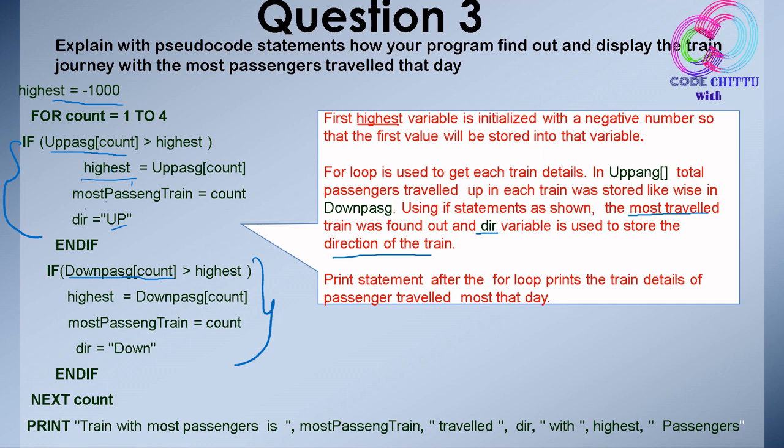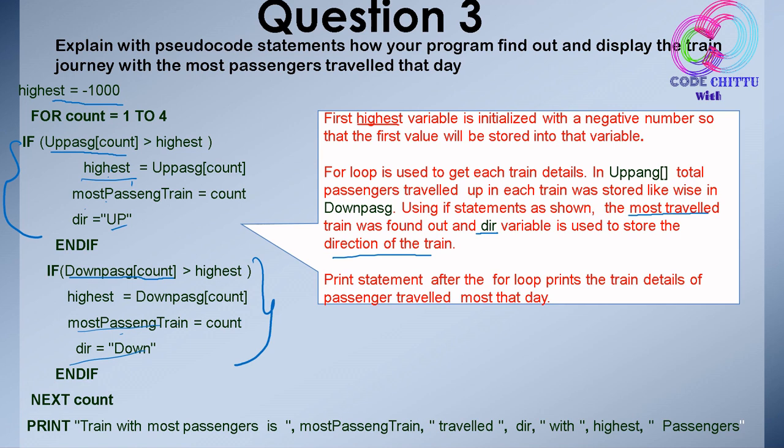So this will be repeated. The second time, when the second train is coming, it will check with the second train value, and if it is greater, then it will be changing, or else it won't go into the if statement. The same way for the down passenger also, we are just storing the direction and also the train number. In most passenger train, the count means we are storing the train number. Both the things we are storing.